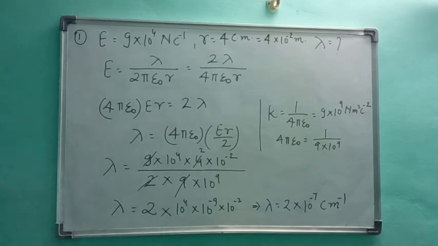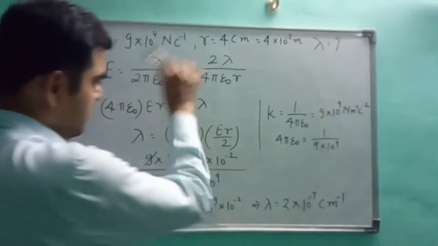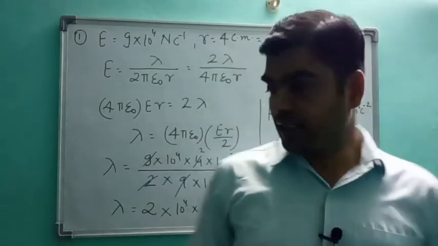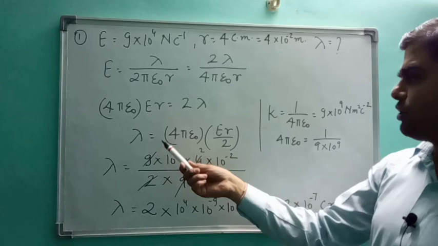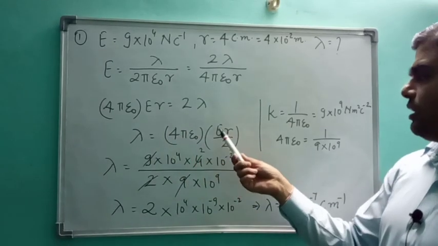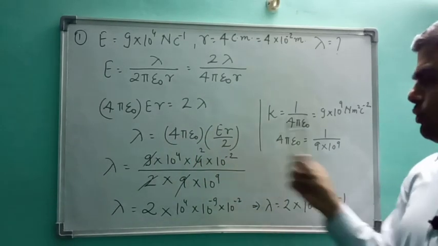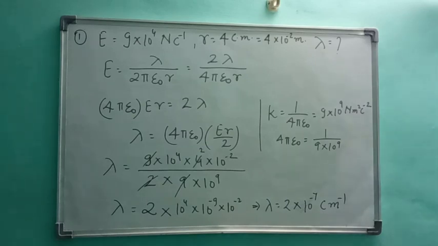This numerical is to find out the linear charge density. So convert this formula, and the resultant formula is lambda is equal to 4 pi E naught bracket E r upon 2. Okay, so understood.